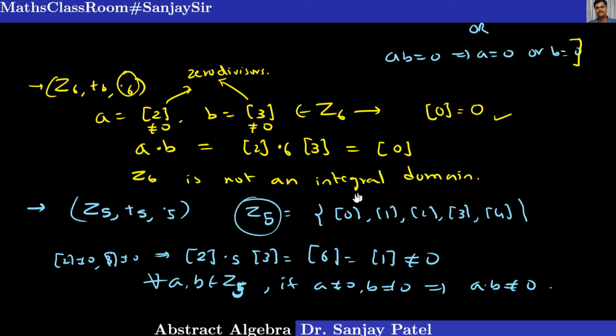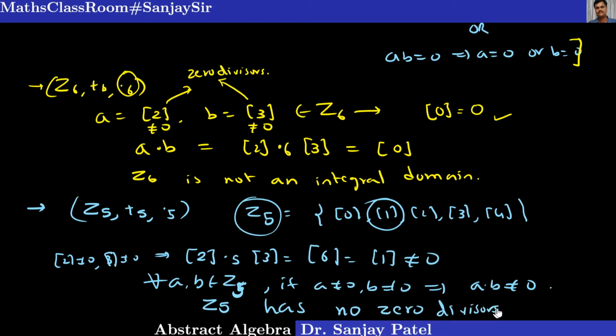We know that Z5 is a commutative ring. Whether you multiply any two elements in any order, you will get the same result. So it is a commutative ring. It has a unity element. This is the unity element of this ring. And also Z5 has no zero divisors.